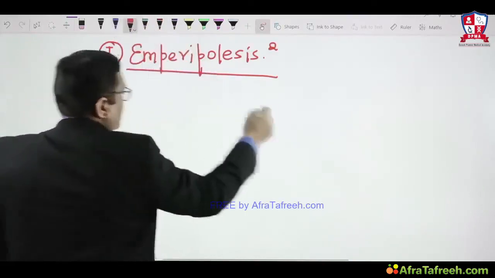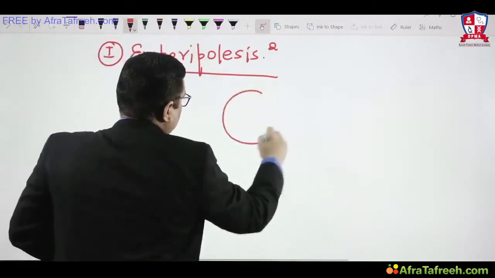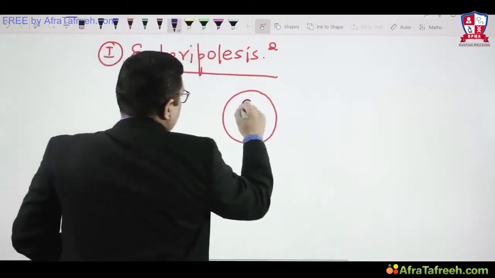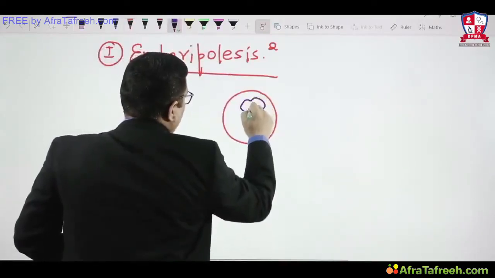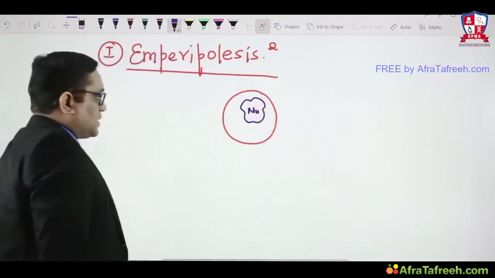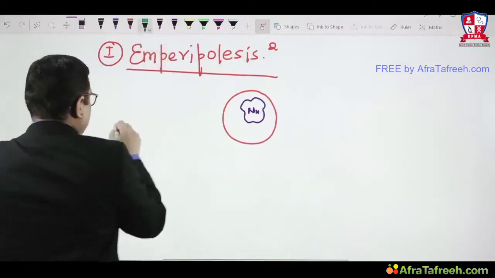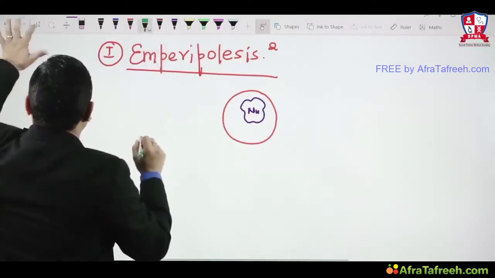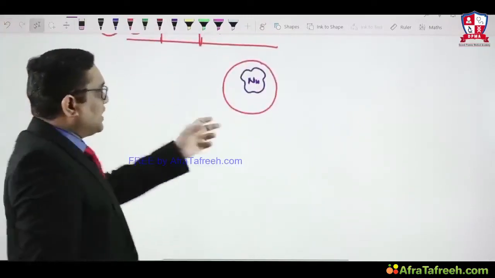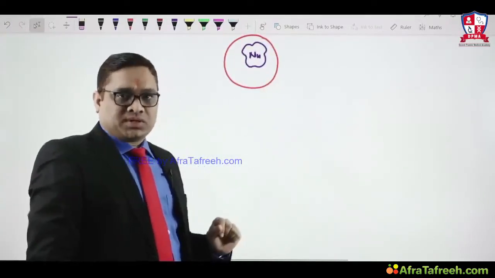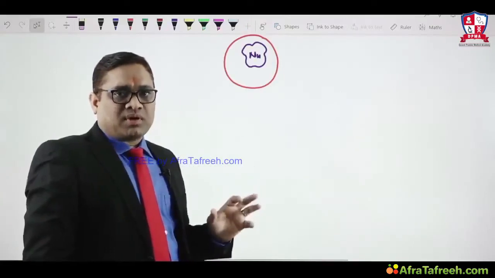Suppose I am showing you a cell. This is the cell, and say this is the nucleus of the cell, right? So what is emperipolesis? Active penetration of a cell and then exit from this cell without changing their morphology or physiology. So that is the definition of emperipolesis.